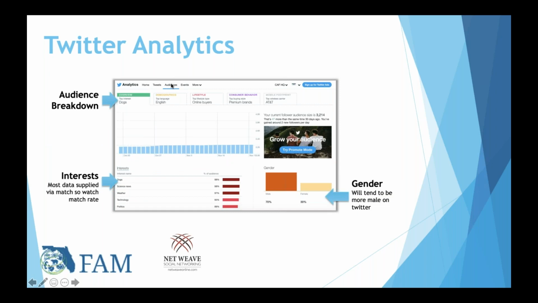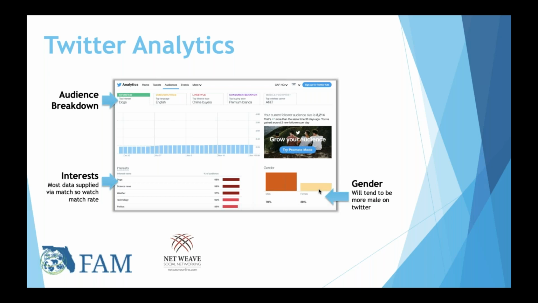You can also move across the top here to audiences, and it will show you some audience data. Like I said, some of this data is going away. Some of it will remain. The interests is actually data that comes from Twitter, so that will probably stay. They're just looking at the people that they follow and the tweets they engage with to gauge their interests. Gender breakdown, Twitter is much more male in general than Facebook is.